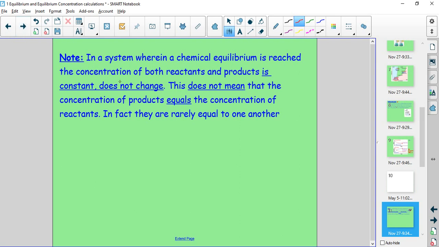Okay, to summarize that again, the rates are the same. They're constant. Concentrations don't change once this dynamic state of equilibrium has been reached.